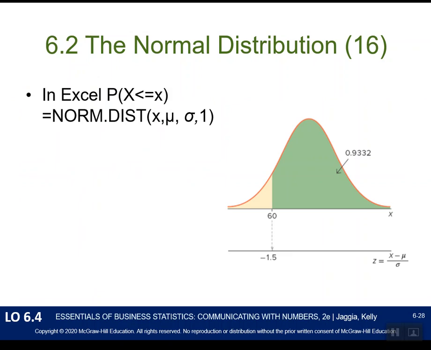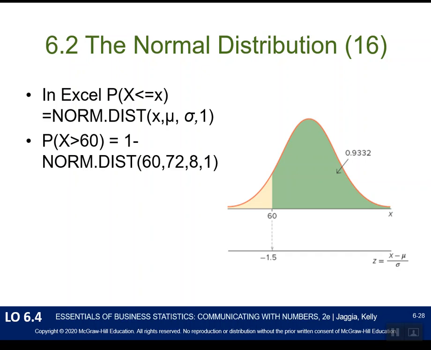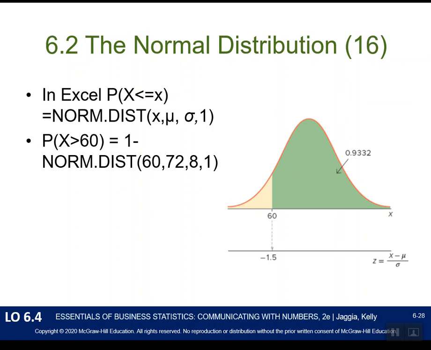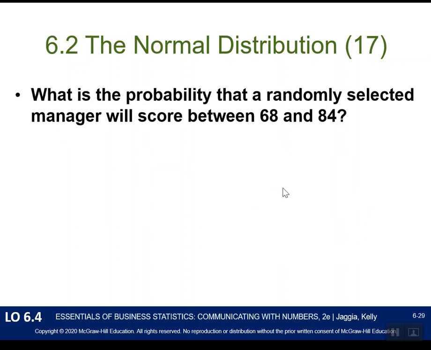All right, so we looked at what we're going to enter in Excel. Your formula in Excel for the normal distribution is X, your observation or your variable, mu, your mean, sigma, your standard deviation, and then again putting a 1. So we entered our formula as 1 minus, and that calculated for us again that probability. And we got 93.32% approximately.